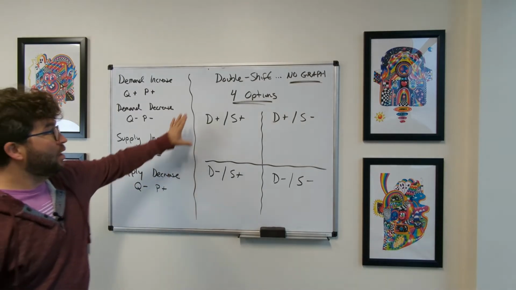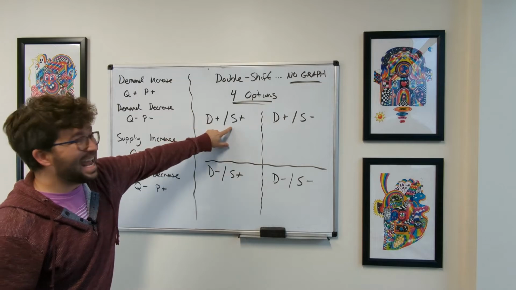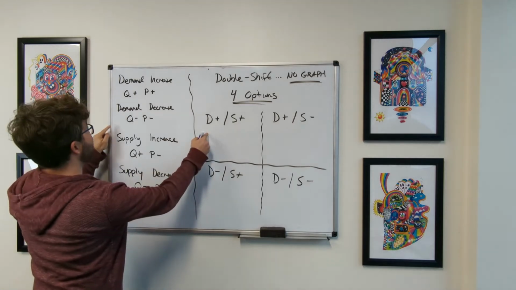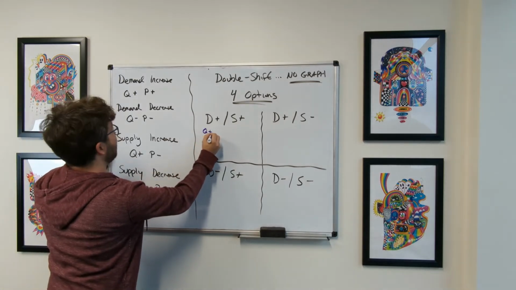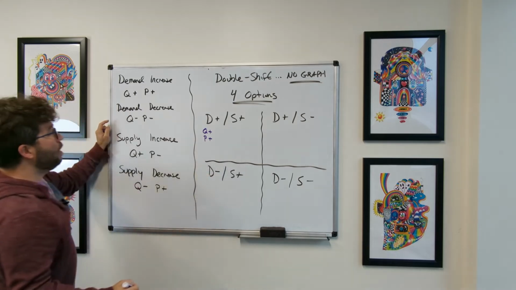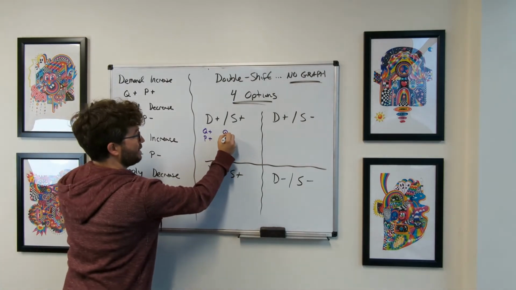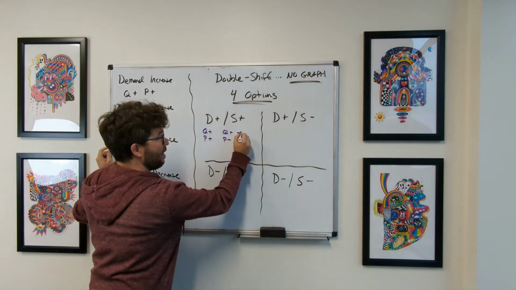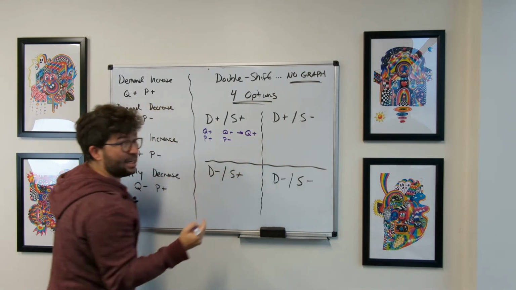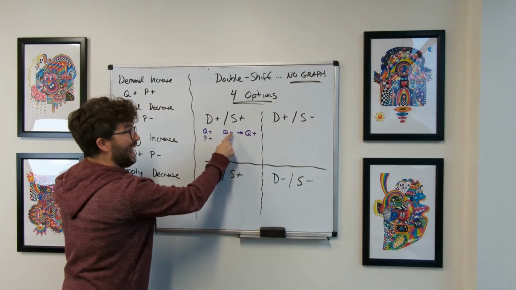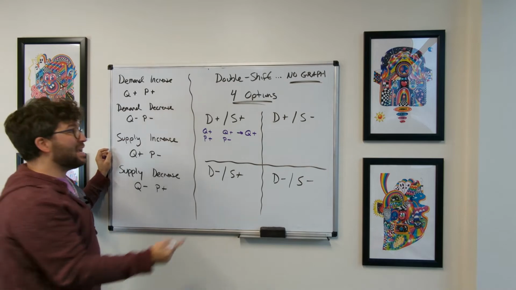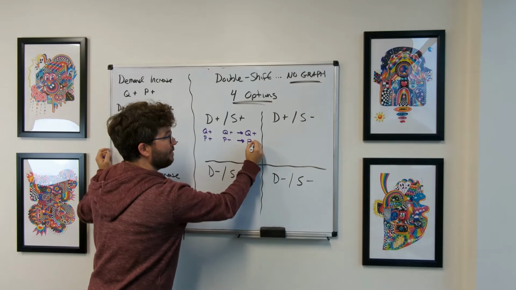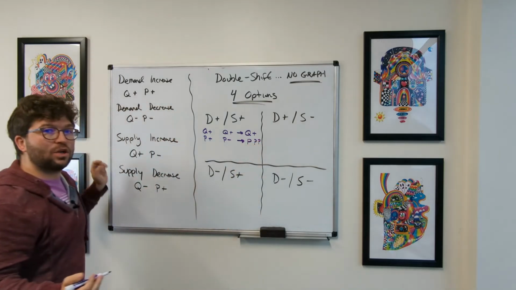So let's put them together. What if I have demand increasing and supply increasing? With demand increasing, I have quantity going up and price going up. For supply increasing, I have quantity going up and price going down. So what does this tell me? This tells me that overall quantity is definitely going up, because it's going up with demand and with supply. But with price, it's going up with demand and down with supply. So this tells me my price level, I'm unsure what's going to happen.